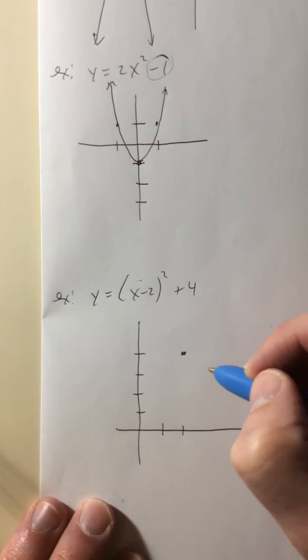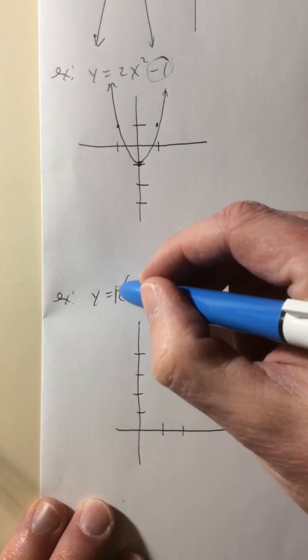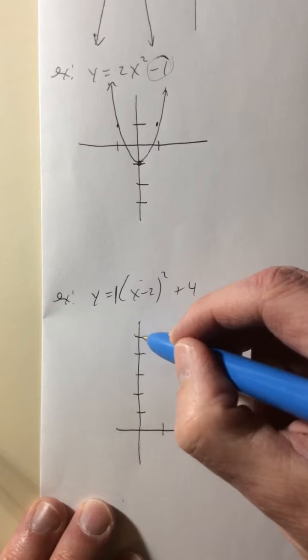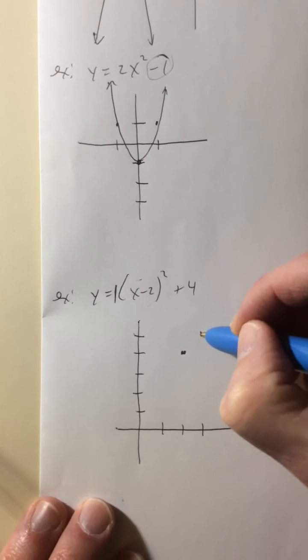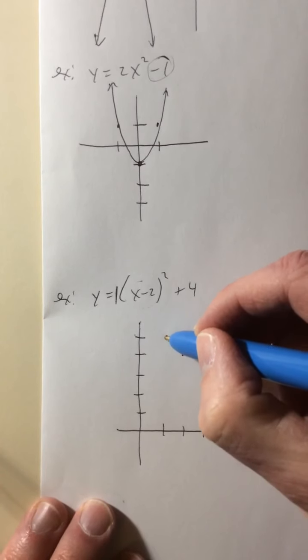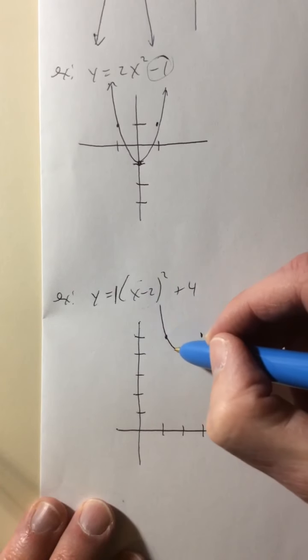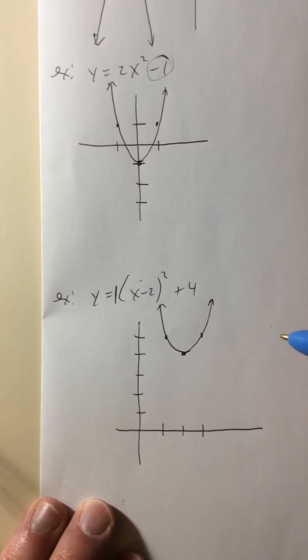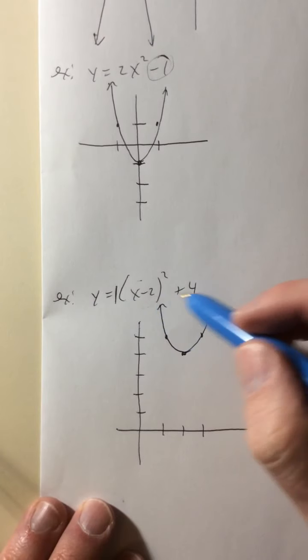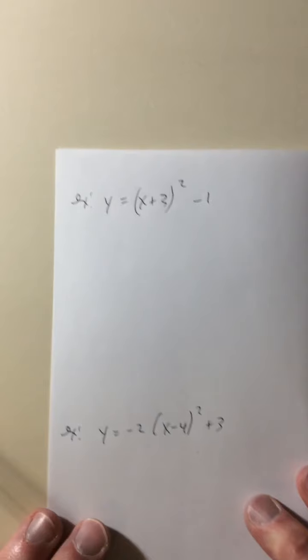Right 2, up 4. And then the number in front of the parentheses is 1. So that means we're going to go over 1, up 1. We start with over 1, and then do whatever that number is. And there we have the parabola. Same parabola as always, just moved over and up. Okay. 2 more to go and we're done.